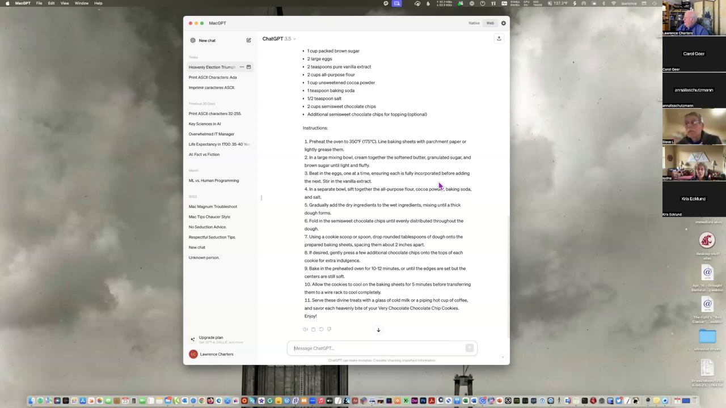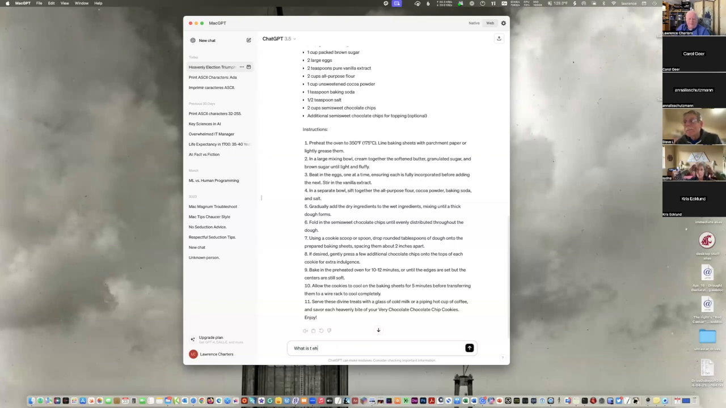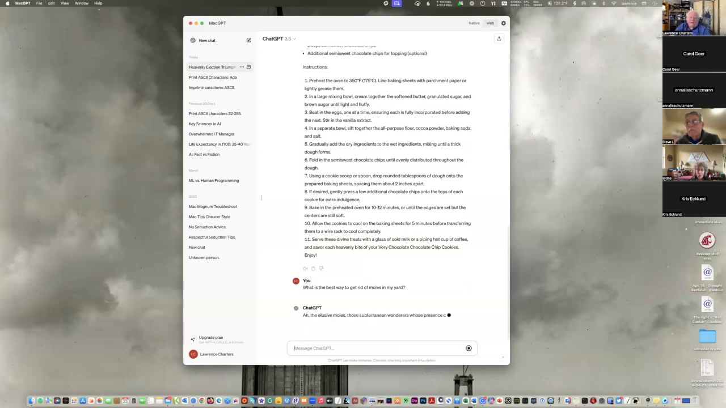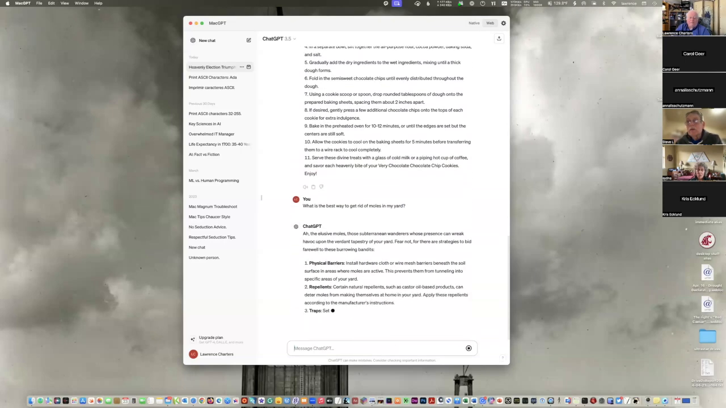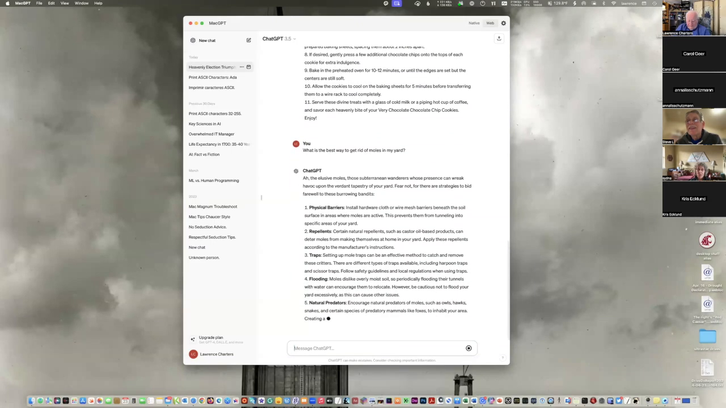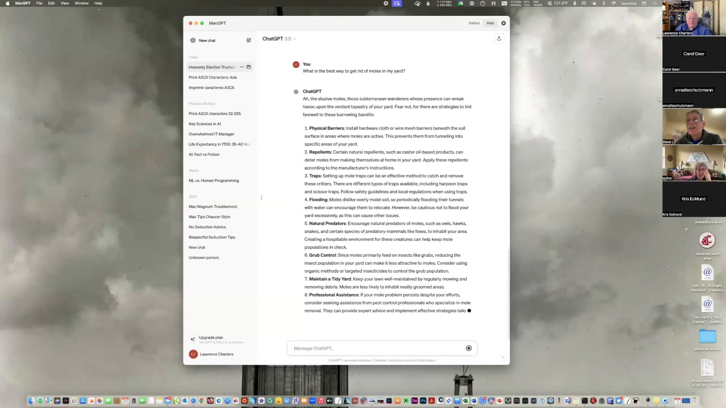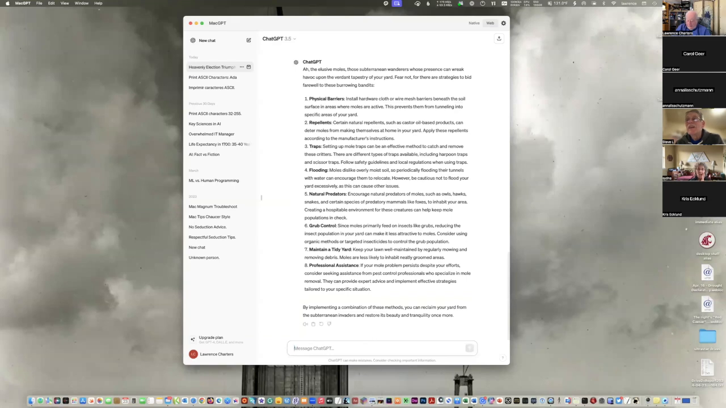Anybody else have an idea that I can try? What is the best way to get rid of moles in my yard? It starts off, I have to show this to you, because the opening sentence cracks me up.